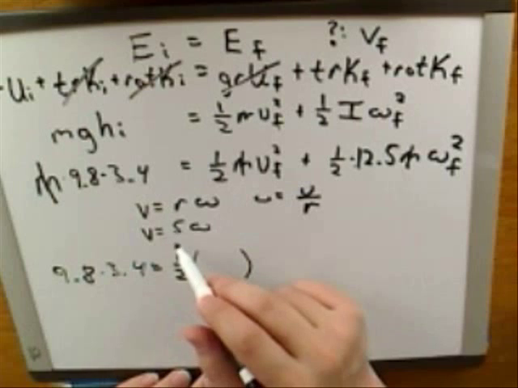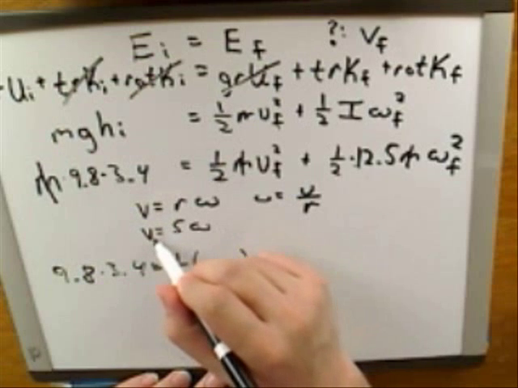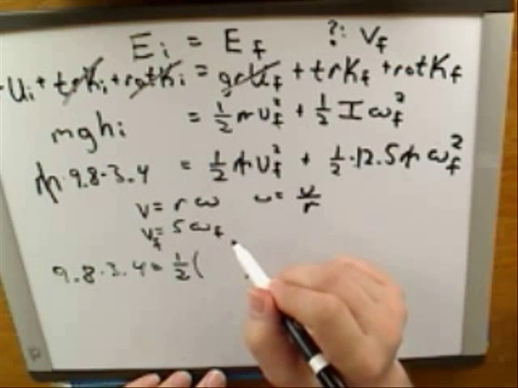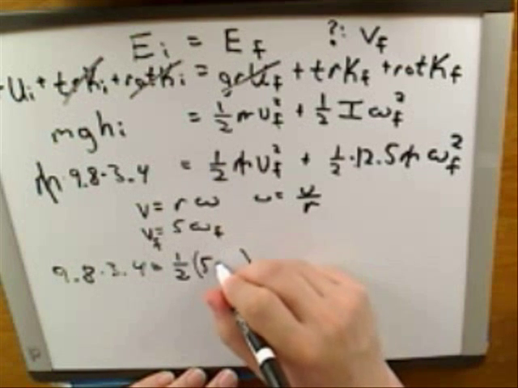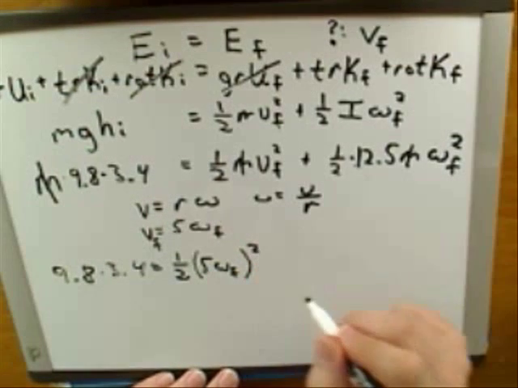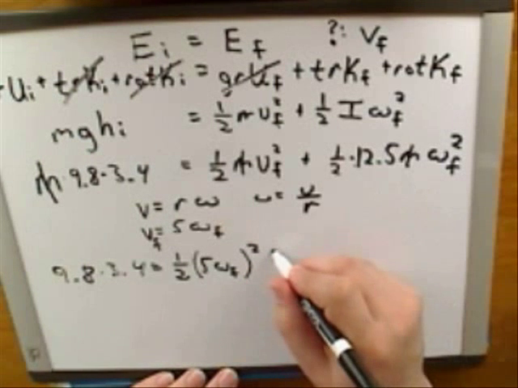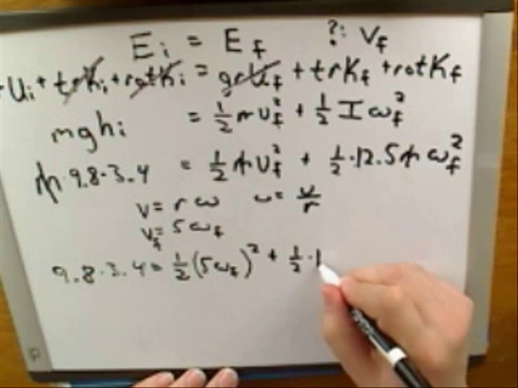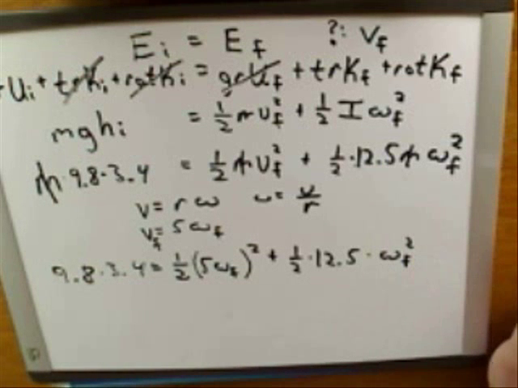Okay. Did you see where we got the V equals 5 times omega? Yes. Okay. But so we could say that V final equals 5 times omega final, right? Okay. So what can I plug in for V final? 5 times omega final. Okay. And I can't forget to square that. Okay. And then we have plus 1/2 times 12.5 times omega final squared. Okay? All right, well now what?